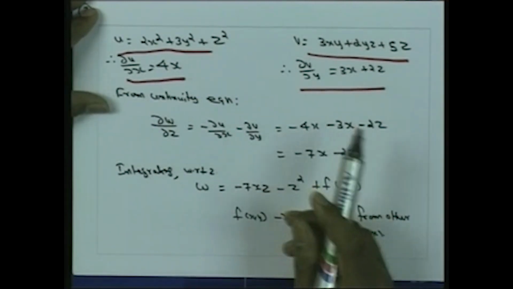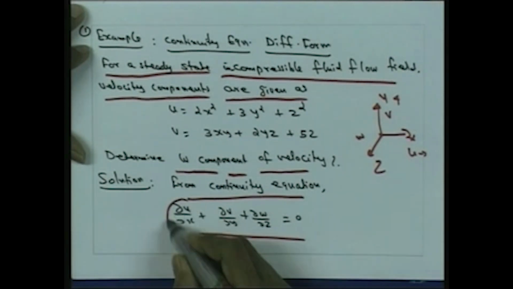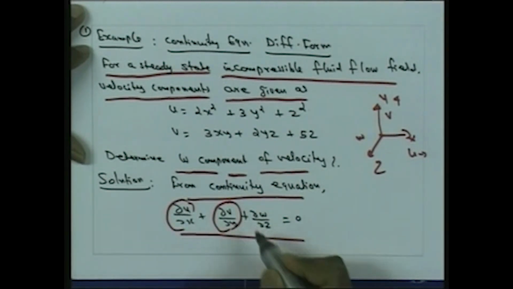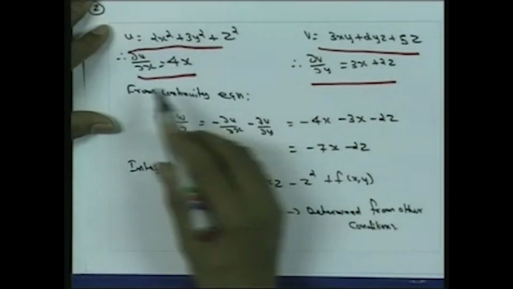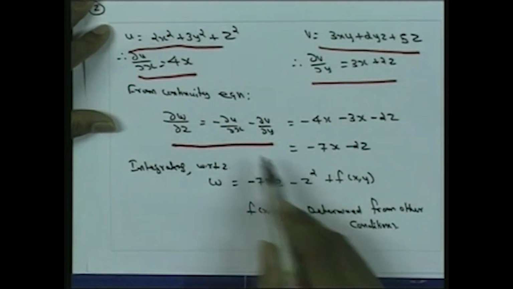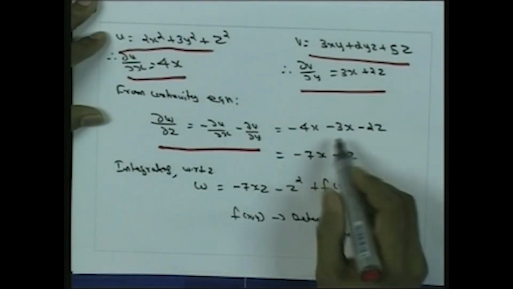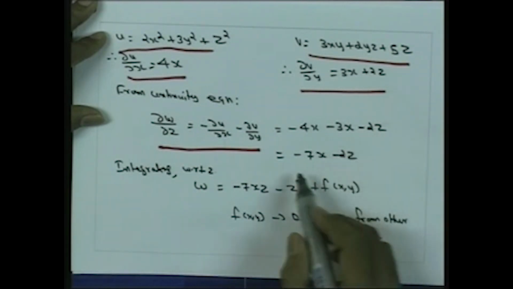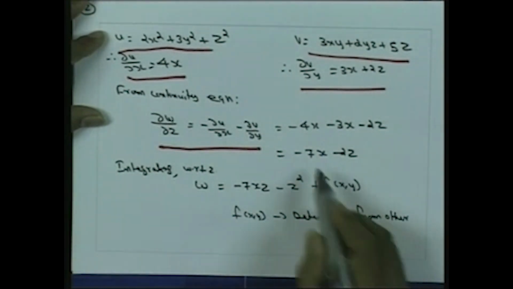Now from the continuity equation, here we have written del u by del x plus del v by del y plus del w by del z is equal to 0. So we can substitute for del u by del x and del v by del y, so that we can obtain del w by del z. After substitution, we will get del w by del z is equal to minus del u by del x minus del v by del y. So this is equal to minus 4x minus 3x minus 2z. So del w by del z is equal to minus 7x minus 2z.